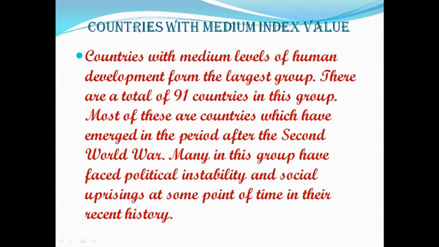The countries with medium index values. The countries with a medium level of human development form the largest group. There are a total of 91 countries in this group. Most of these countries emerged in the period after the Second World War. Many in this group have faced political instability. Politically, they are not stable. It means there have been political problems and social uprisings at the same point of time in their recent history.